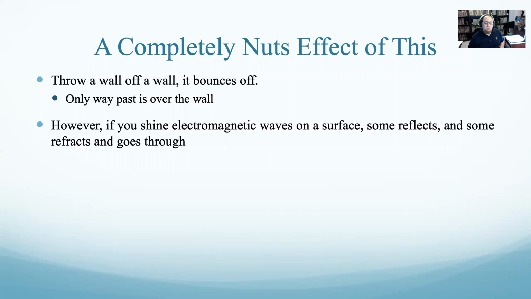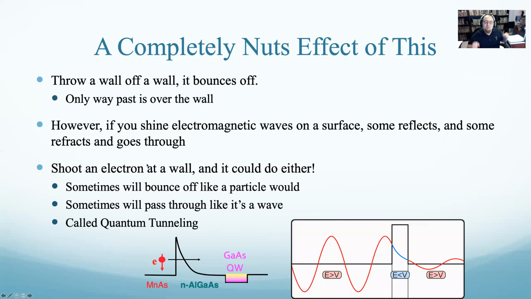We said anytime you shine light on a thing, some will reflect, some will refract. Because light is a wave, if you shine light at a material, some will pass through, some will bounce off. Some will be absorbed. We ignored absorption, but some will be absorbed. But now we're saying electrons are a wave. And so logically, if you fire an electron at something, some should reflect and some should refract because electrons are a wave. And this is true.